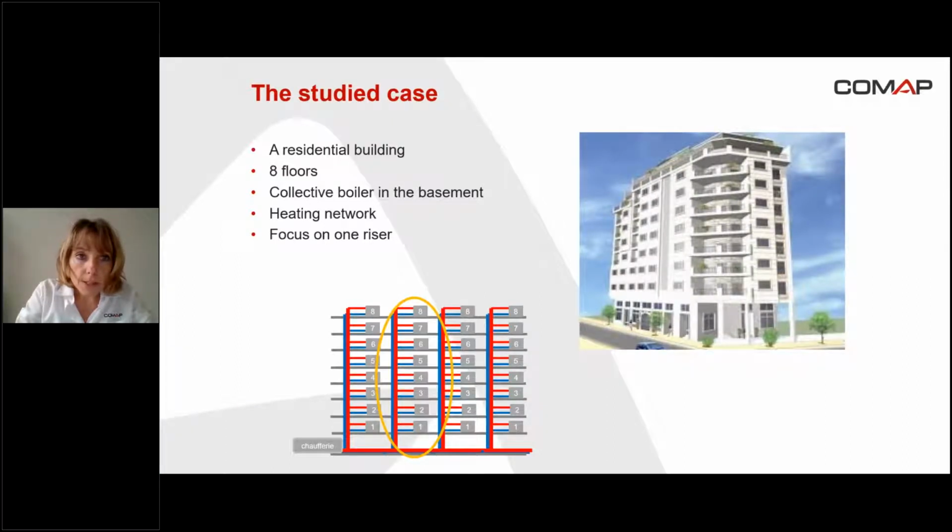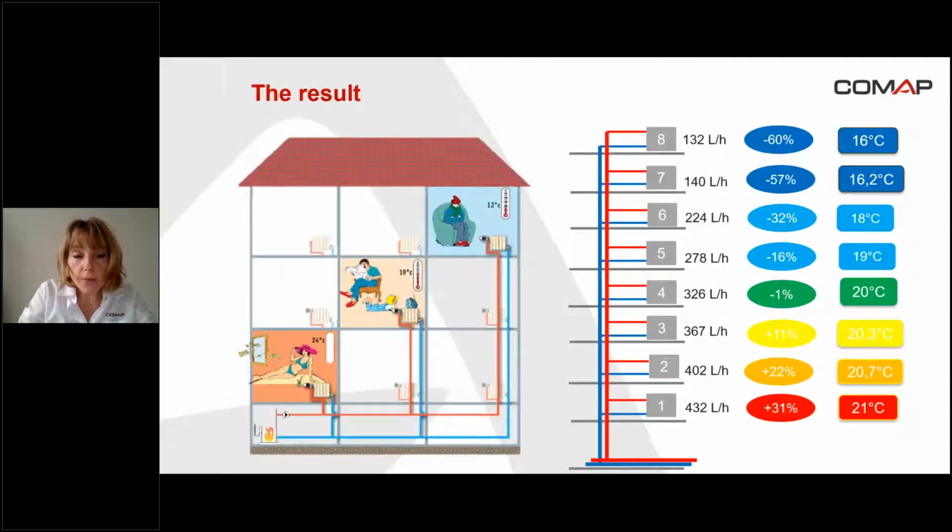The example is a residential building, an 8-story building. There is a collective boiler located in the basement, and we are going to focus on the heating network and on one specific riser. So you can see now the result when the network is not balanced.